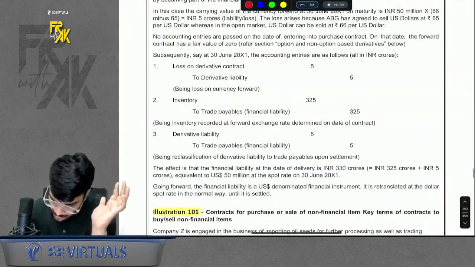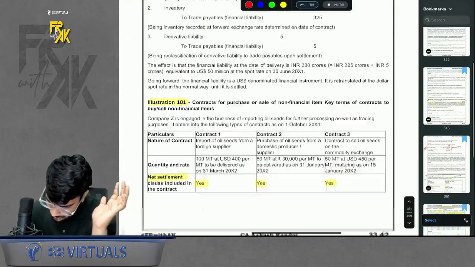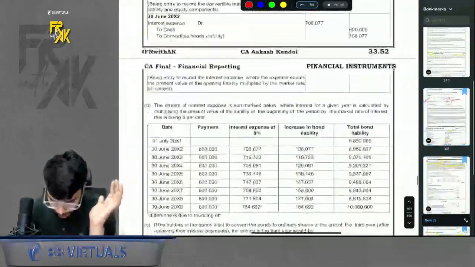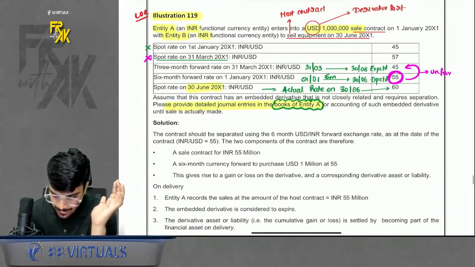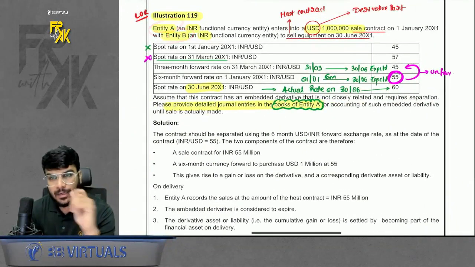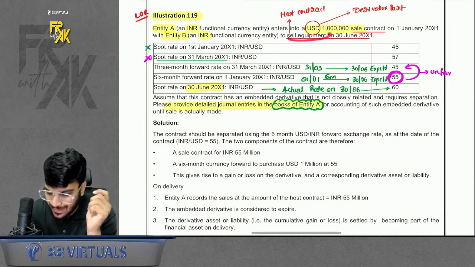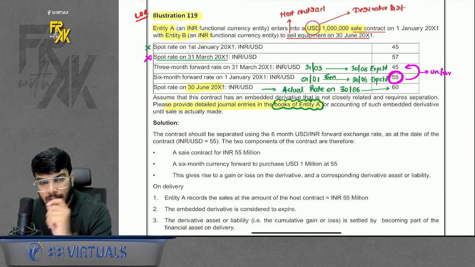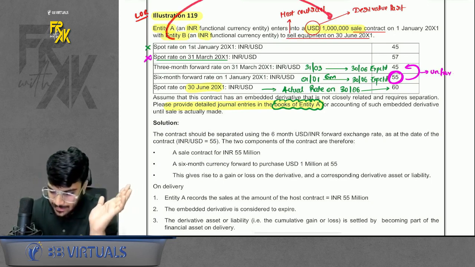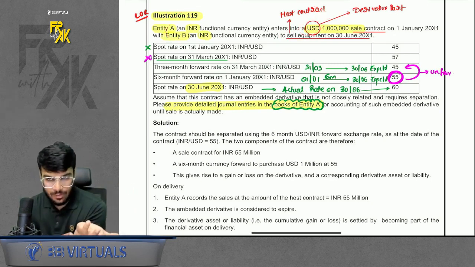We have one more illustration, that is illustration number 119. That also we will discuss. One sec. That is a fairly good question. Please see here. So let's say entity A and entity B enter into a derivative contract. Here we are going to sell equipment. Entity A is an Indian company, B is an Indian company. Both companies' currency is rupees, still transacting in USD. So a third currency is involved, right?